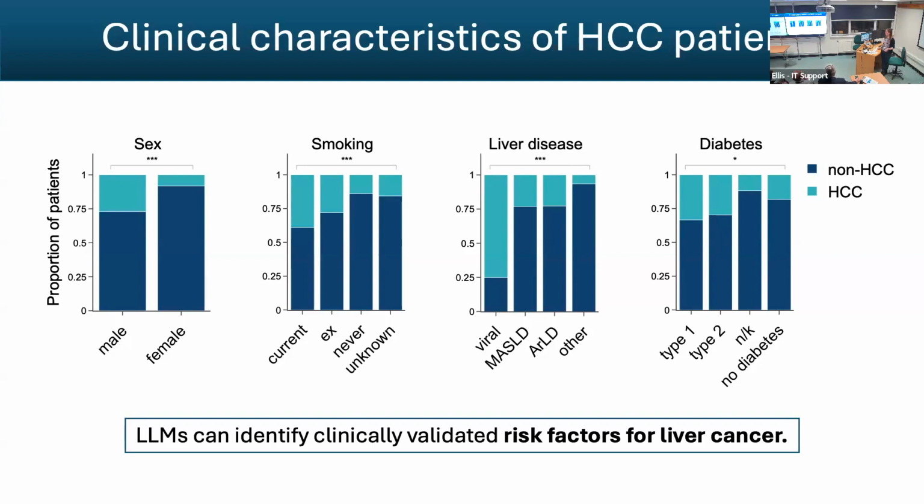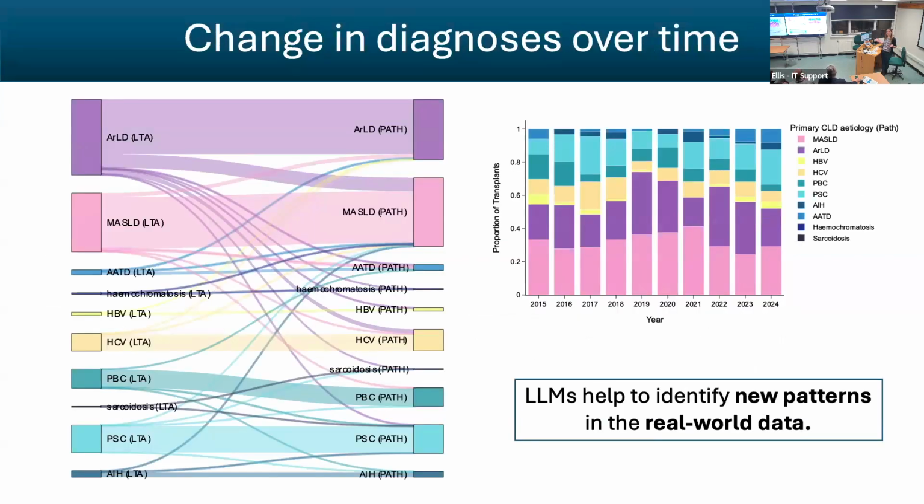What else can we learn from this data? Well, we can see how things change over time. What I'm showing here is the primary chronic liver disease etiology assigned at the liver transplant assessment report. This is mostly based on the clinical assessment and patient history. We very rarely do biopsies before transplant. And then I'm showing how that changed at the time of the pathology reports, so when the liver came out during the transplant and the pathologist could look at it and make a pathological diagnosis.